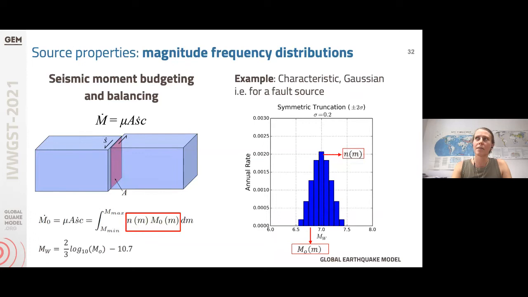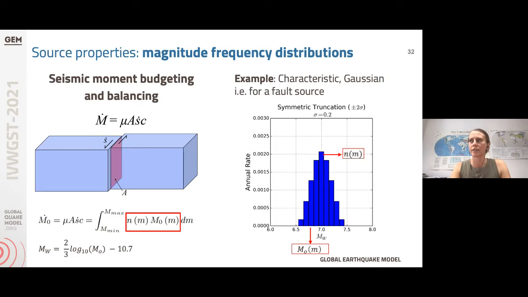The second method for constraining MFDs is to use seismic moment budgeting and balancing. In this methodology, we first compute a total moment rate that is available from the source. Usually this moment rate is based on parameters including the rigidity of the crustal blocks on either side of the fault, the area of the surface that's in contact from the fault, the slip rate across the fault, and a coupling coefficient that indicates how much of the slip rate is being released by seismicity as opposed to aseismic processes. Then this total moment rate is divided across the magnitude bins by using an integral that effectively sums the number of earthquakes occurring at each magnitude and multiplies that by the total moment that is equivalent to that moment magnitude.